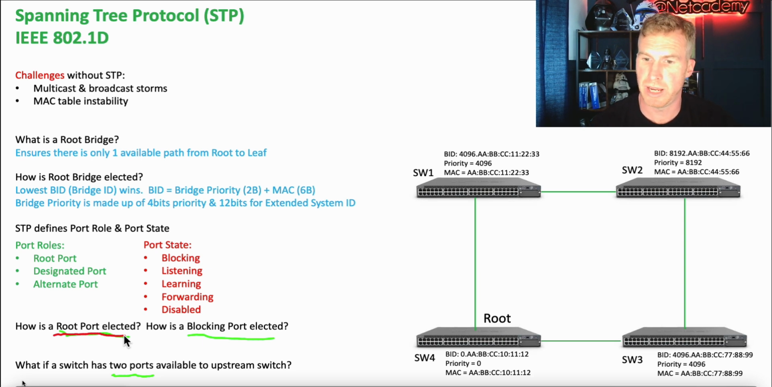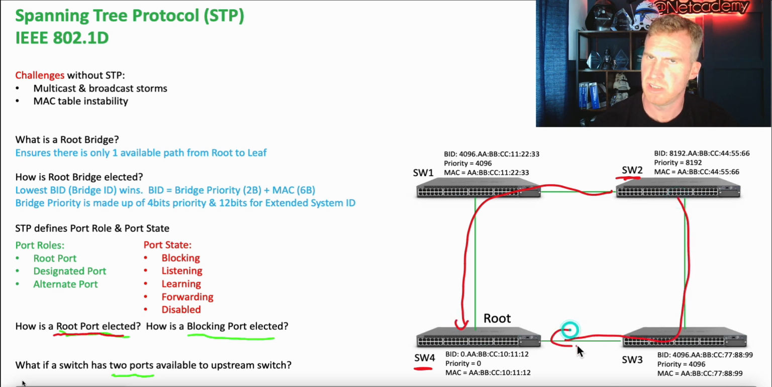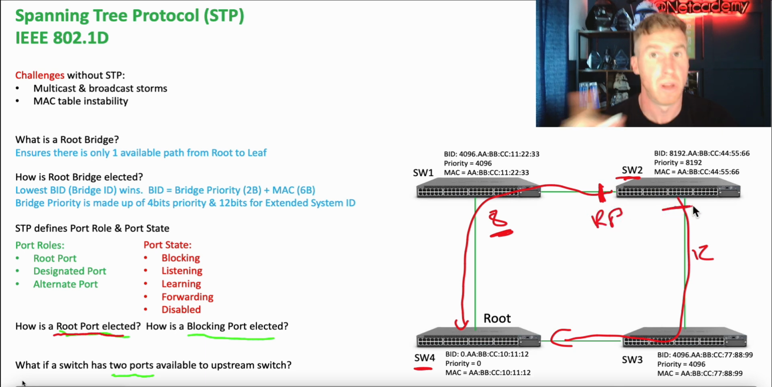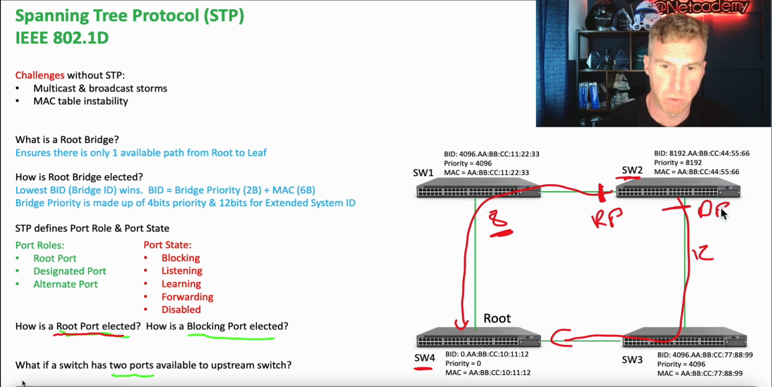So if we know that SW4 is the root bridge, and you look at it from SW2's perspective, it's got two paths, hasn't it? It's got one path here and it's got another path here. And it just knows from those BPDUs that the cumulative cost in this direction is 8. Maybe this is 12. What's it going to prefer? The lower cost. It's going to prefer this. And thus it just knows that this interface here is going to be the root port. And this interface here is not going to be a root port. What port is it going to be? It will be a designated port. That's the port role here.